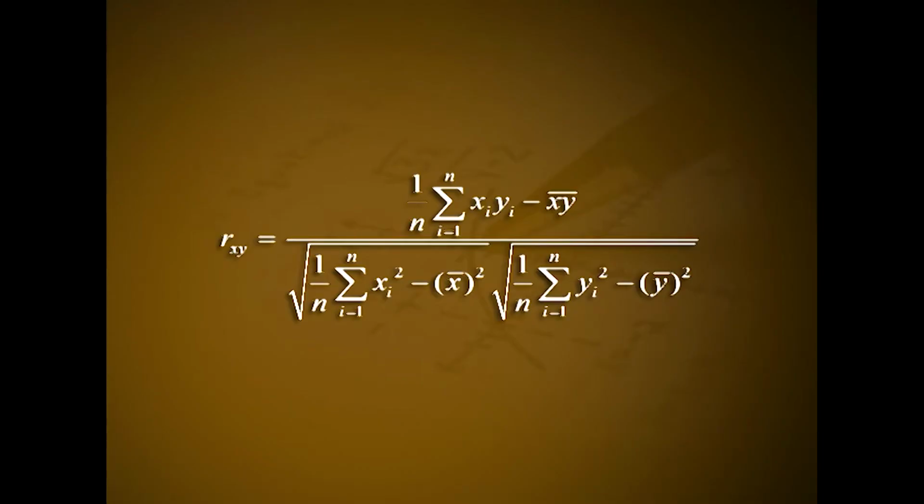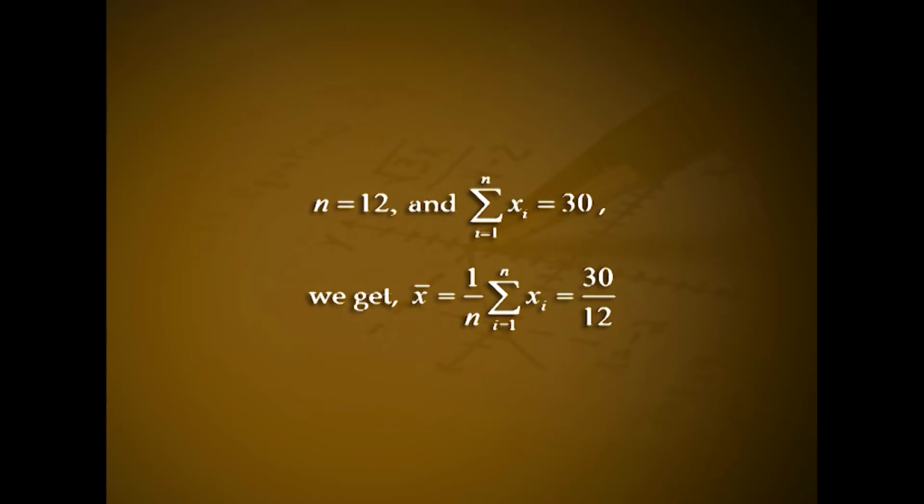Solution. We have coefficient of correlation r_xy equal to 1 by n summation over i from 1 to n xi yi minus x bar into y bar divided by square root of 1 by n sigma over i from 1 to n xi square minus x bar square into square root of 1 by n sigma over i from 1 to n yi square minus y bar square.